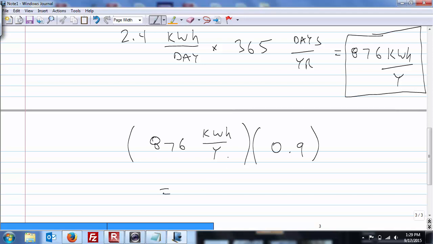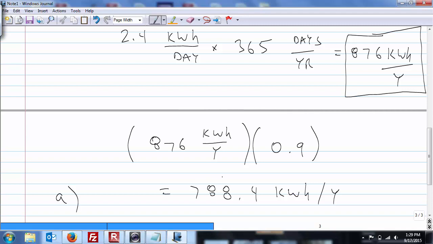What did I do wrong? Oh, nothing, 788.4, okay. And that's kilowatt hours per year, right? Yes. So that's the answer to part A.